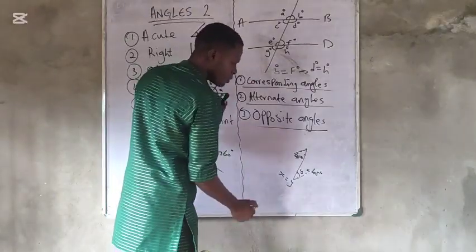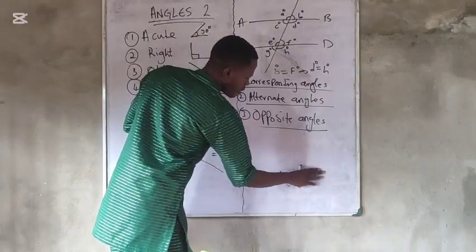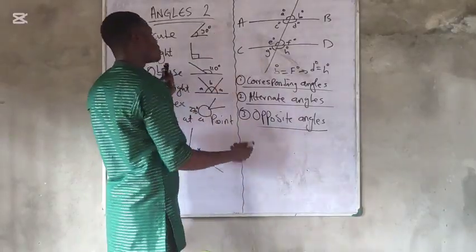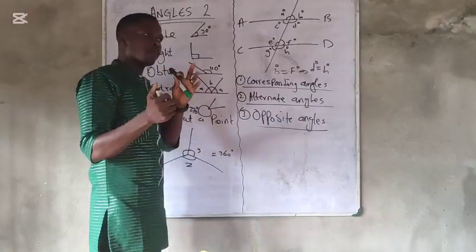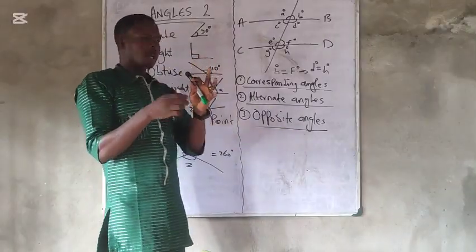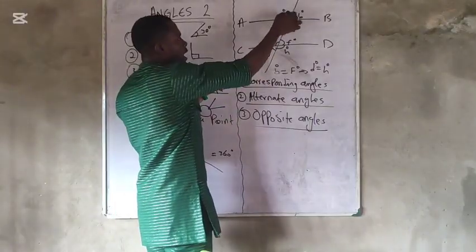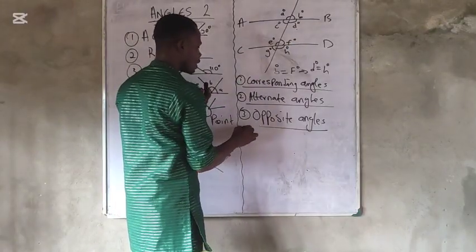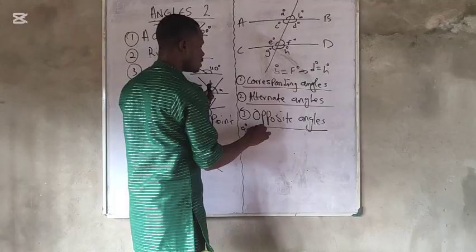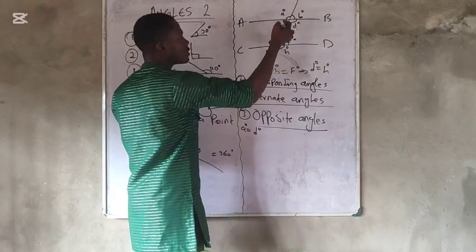Now we have opposite angles. Let's wipe this. Opposite angles. Opposite angles are angles that are facing opposite to each other. For example, A is opposite to D. So angle A is equal to angle D because they are opposite angles.